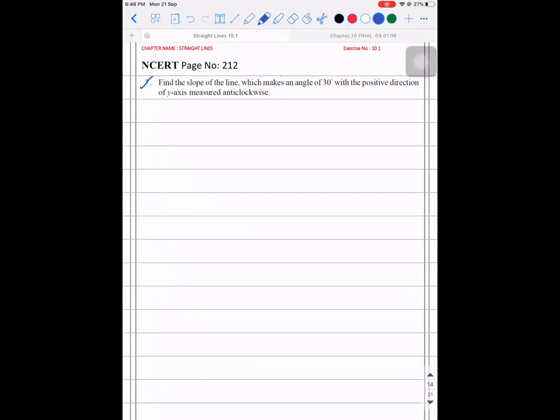Find the slope of a line which makes an angle of 30 degrees with the positive direction of the y-axis measured anti-clockwise. This is a tricky question. So there is a line like this, and this line is making an angle of 30 degrees with the y-axis measured in the anti-clockwise direction.